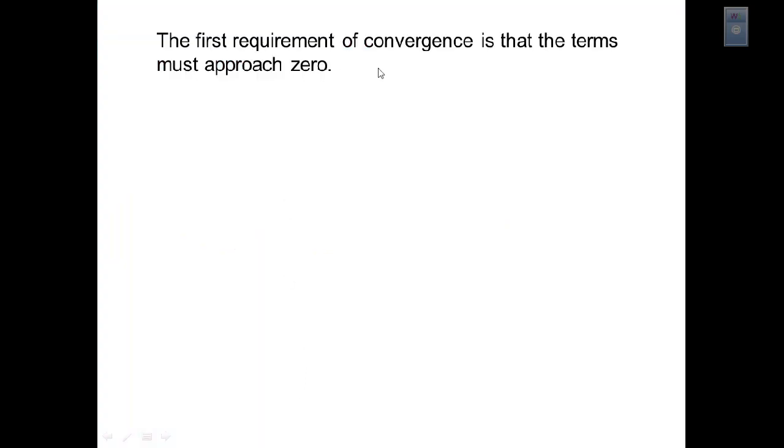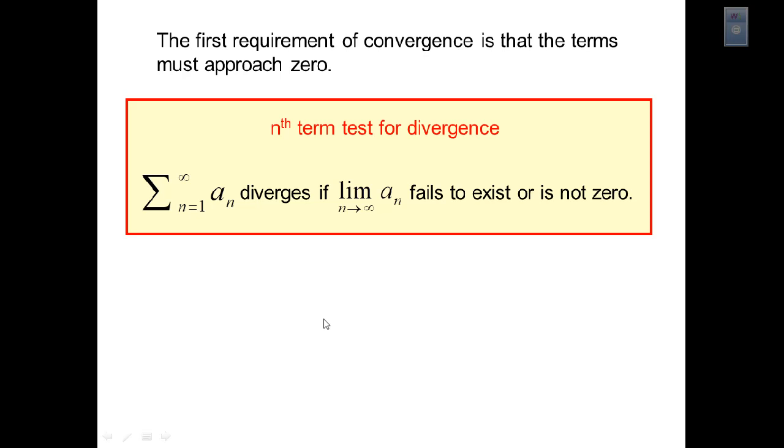Now, the first requirement for convergence is that the terms must approach 0. And that gives us our first test. We're going to have a list of tests. I'm going to give you a list that has all these tests on it. But you want to write these down and show how they work and all that stuff. And our first test is the nth term test for divergence. Now notice this is a test for divergence, not a test to prove convergence.